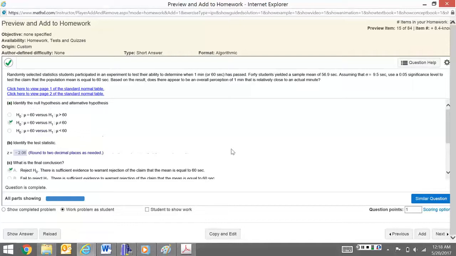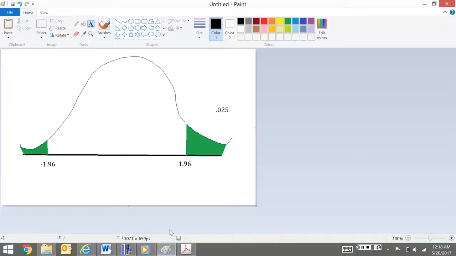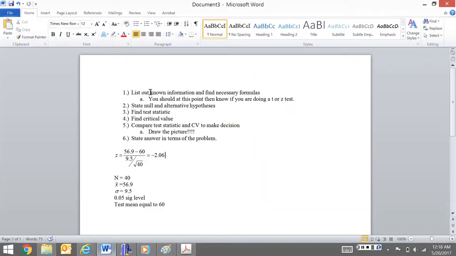So as you do this, you can see my steps here. Let me go back to my list of steps. We wrote out all our known information and necessary formulas. At this point, we're deciding Z or T, and that just comes down to, do you know the population standard deviation? You know it, do a Z. You don't know it, do a T. Then we wrote out our hypotheses. Then we find our test statistic and critical values so we can compare them. We're going to draw the picture to compare them.